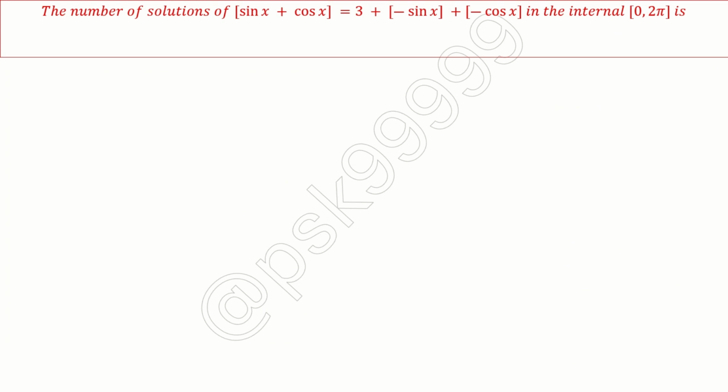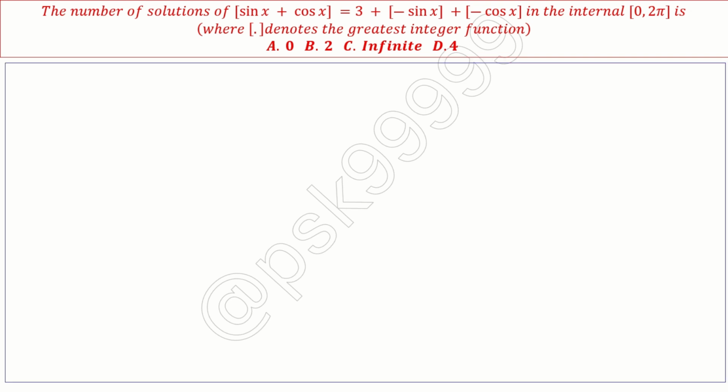The number of solutions of greatest integer function of sin x plus cos x equal to 3 plus greatest integer function of minus sin x plus greatest integer function of minus cos x in the interval 0 to 2 pi is. Okay, here this function is the greatest integer function. I hope you know what it is. If it is 1.1, the greatest integer function of 1.1 is 1. So now you understand what the greatest integer function is. These are the options given here.